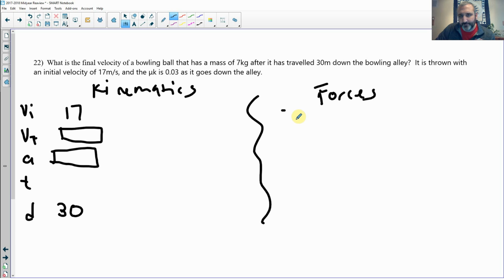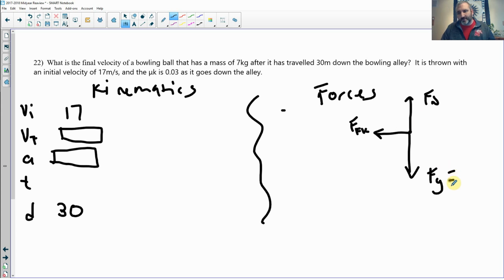So we need the acceleration and the final velocity. How are we going to do it? Forces. In this case, again, we've got a 7 kilogram bowling ball, which is dealing with essentially three forces, Fg, Fn, and FFk, kinetic friction.